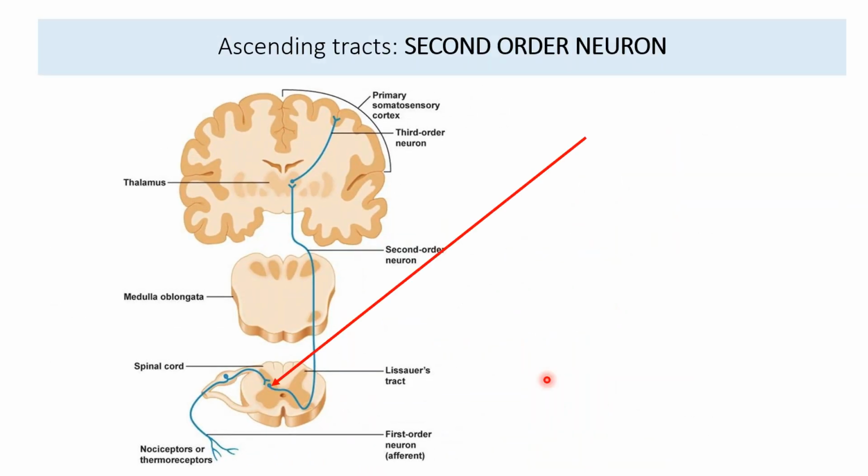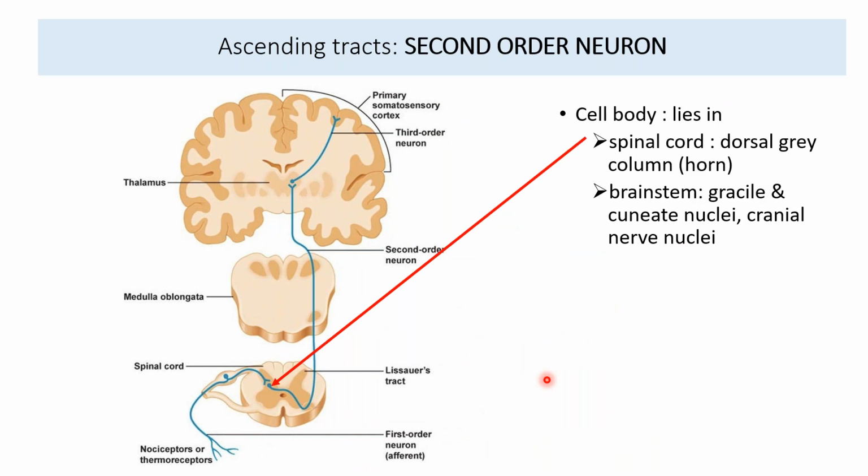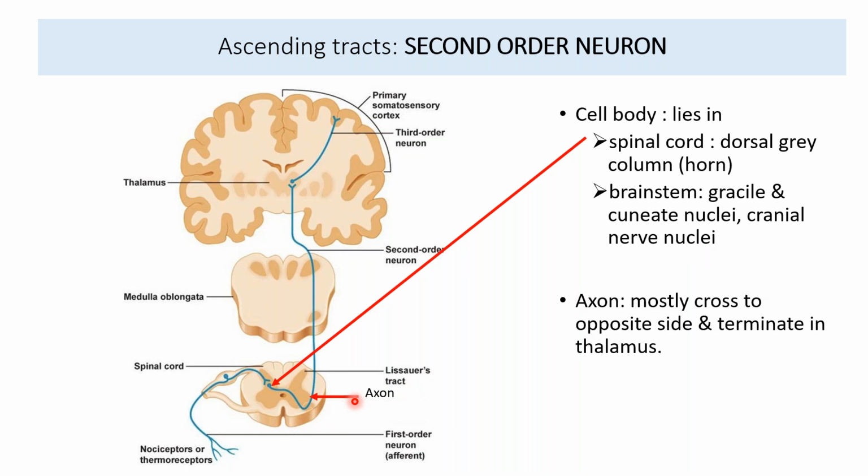Now the second order neuron, this was the arrow-marked area. This was the second order neuron. The cell body was in the dorsal gray column. And as I've told you, depending upon the type of ascending tract, it could be in the brainstem also, for example the gracile and cuneate nuclei or cranial nerve nuclei, right? The next arrow is showing the axon of the second order neuron. And where will the axon of the second order neuron relay? It will terminate in the thalamus.